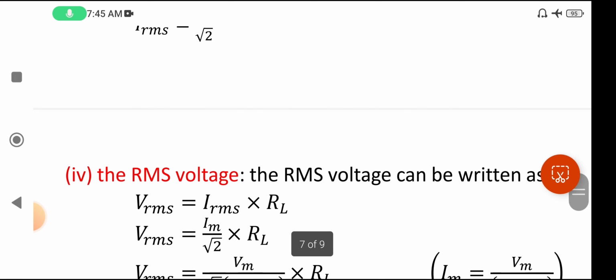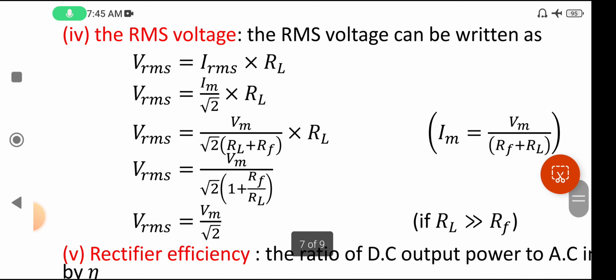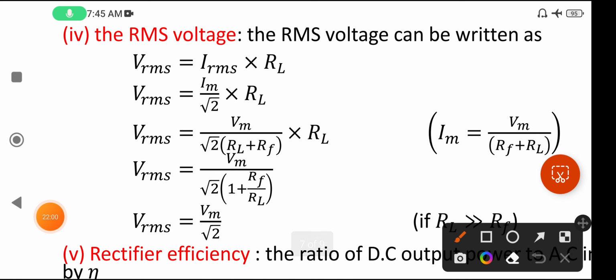So if you know the IRMS, VRMS can be calculated easily according to Ohm's law, as I told you: voltage is equal to current into resistance.